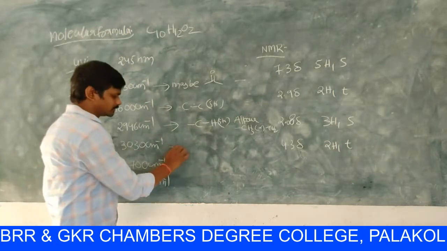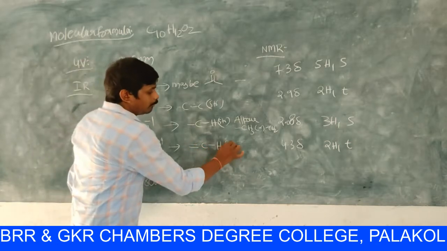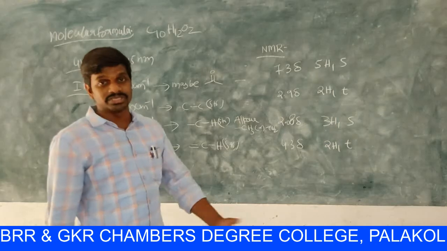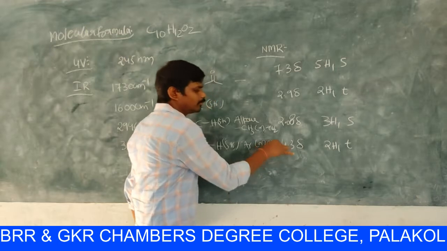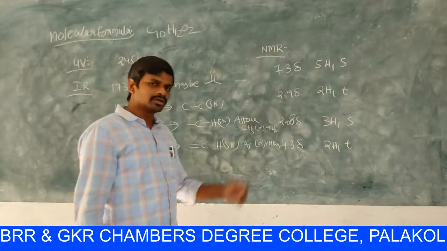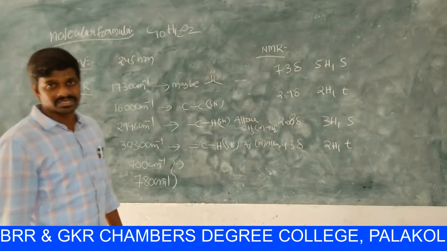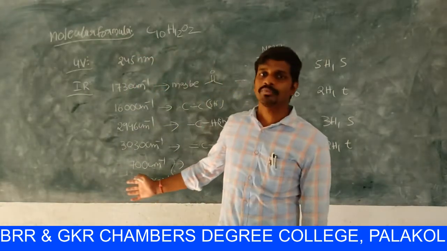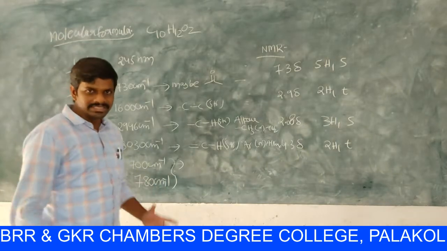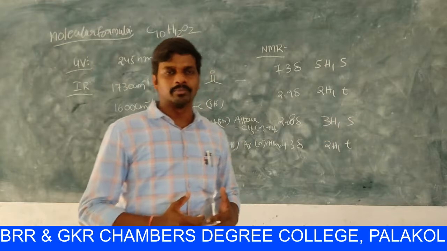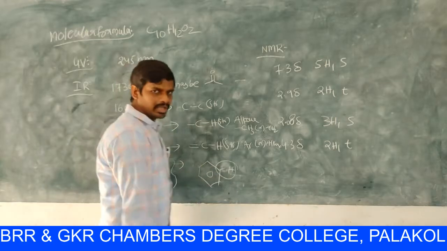And the 3030 centimeter inverse indicates the =C-H stretching frequency in an alkene molecule or aromatic ring. Now the remaining two values, 700 centimeter inverse and 780 centimeter inverse, are deformation values, because the values are very low. These deformation values correspond to the CH deformations in aromatic systems.